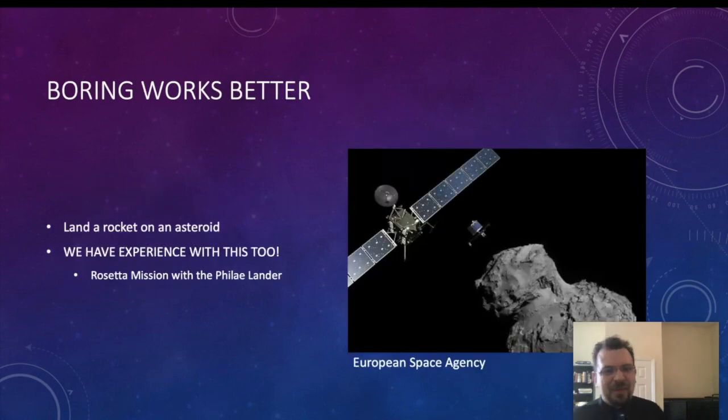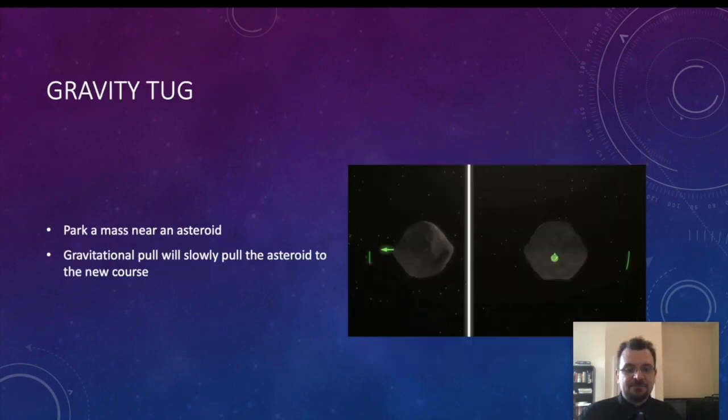But there are other, better options, and boring works better. So we could land a rocket on the asteroid, and we have experience doing this too. The Rosetta mission with the Philae lander landed on the comet Churyumov-Gerasimenko. It was floating out there, and you could imagine putting rockets on something like that in order to gently nudge it out of the way.